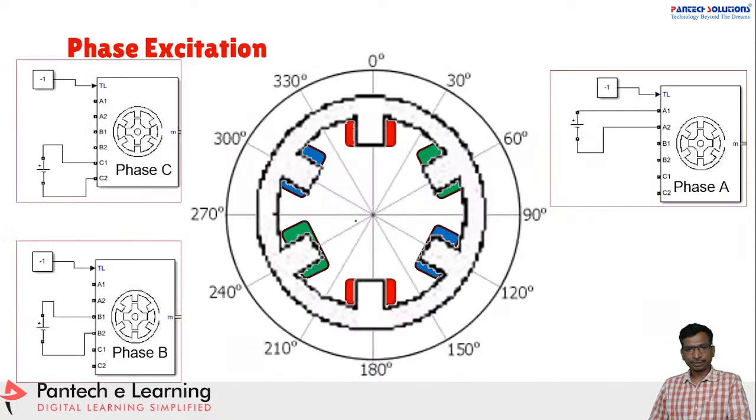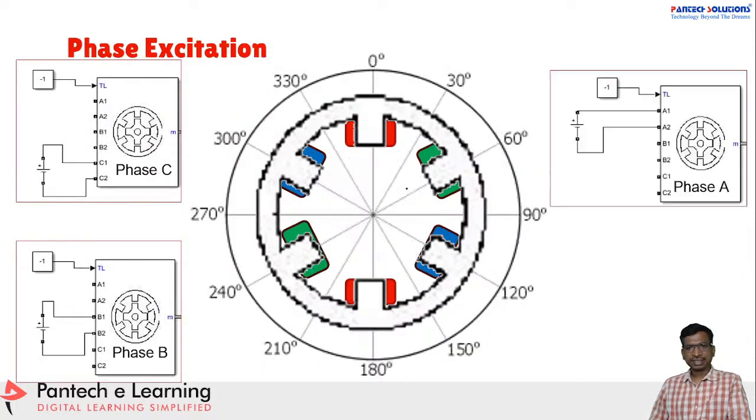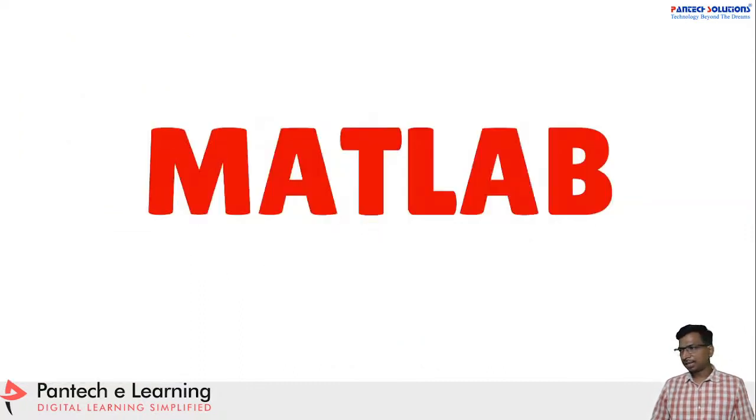Right. Yes. So C phase has connected, and similarly for the A phase, the A phase has connected. So like that, if you repeat the same process, then you will get continuous rotation, right? And now let's move to the MATLAB.